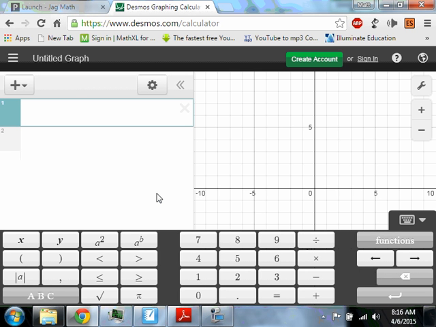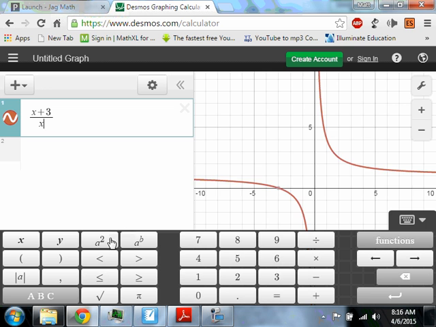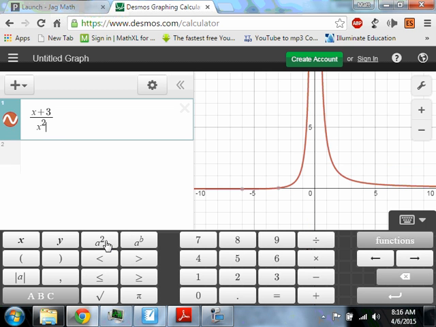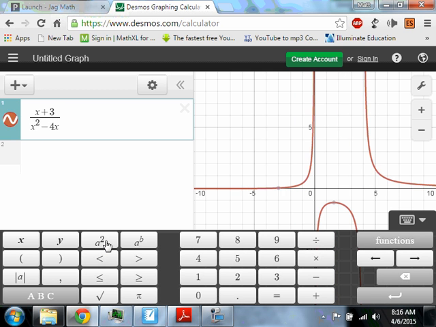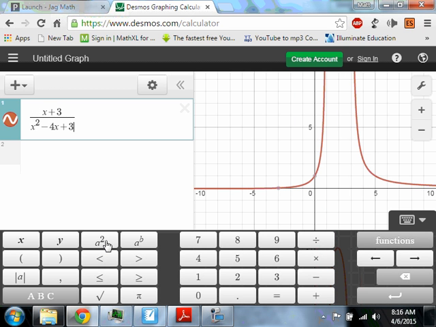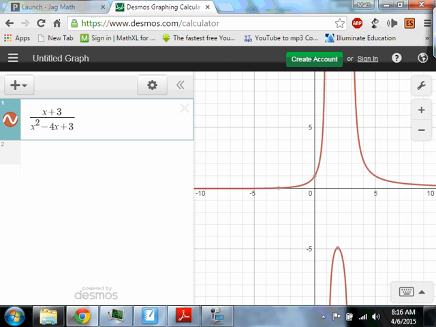So our numerator is, I guess I'll start with a fraction bar. Numerator is x plus 3. The denominator was x squared. Was it minus 4x plus 3? Minus 4x plus 3. And look at the graph. That is a very unusual looking graph. It looks like something you'd see in science class, doesn't it? But can you tell that there's going to be asymptotes there? Right now, no.